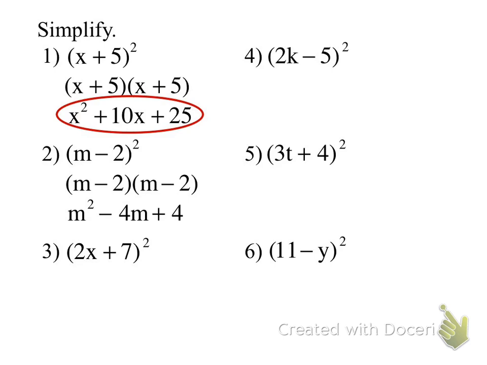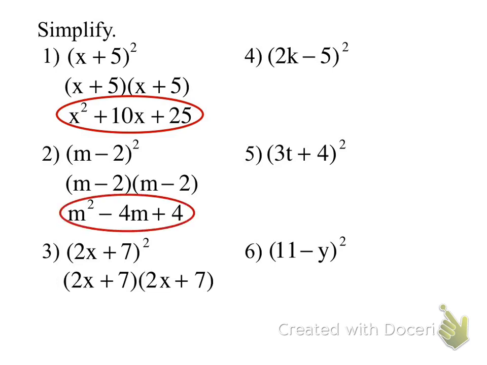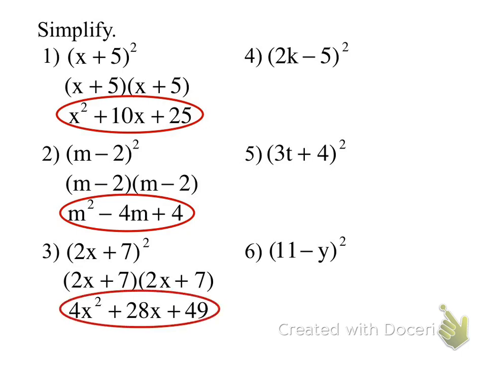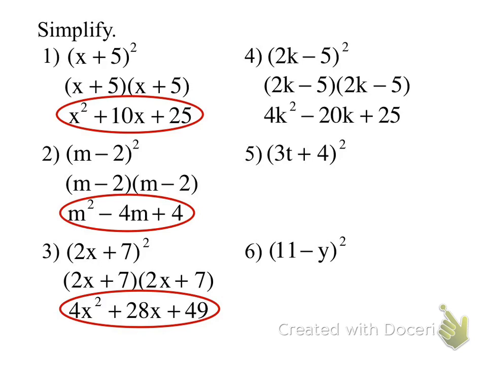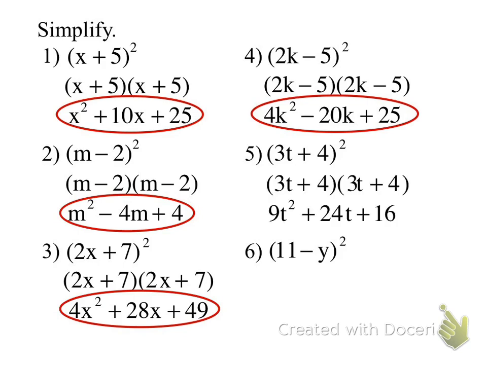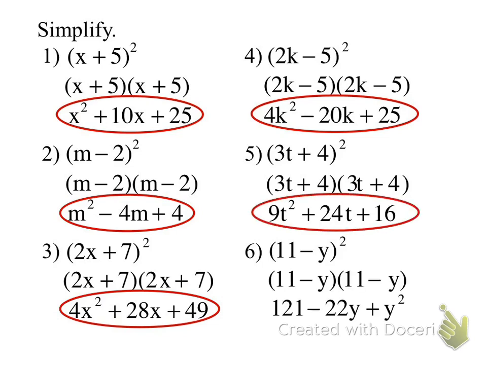Okay, next one. I got 4x squared plus 28x plus 49. Perfect. Questions? Okay. What about number 4, Jordan? 4k squared minus 20k plus 25. Perfect. Next one, Arabella. I got 9t squared plus 24t plus 60. Perfect. Okay, next one. I got 121 minus 22y plus y squared. Perfect. Okay, question?